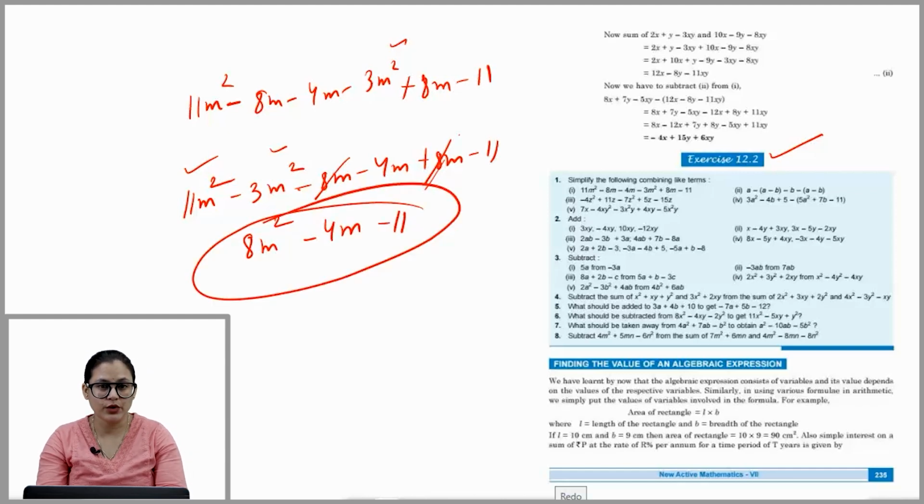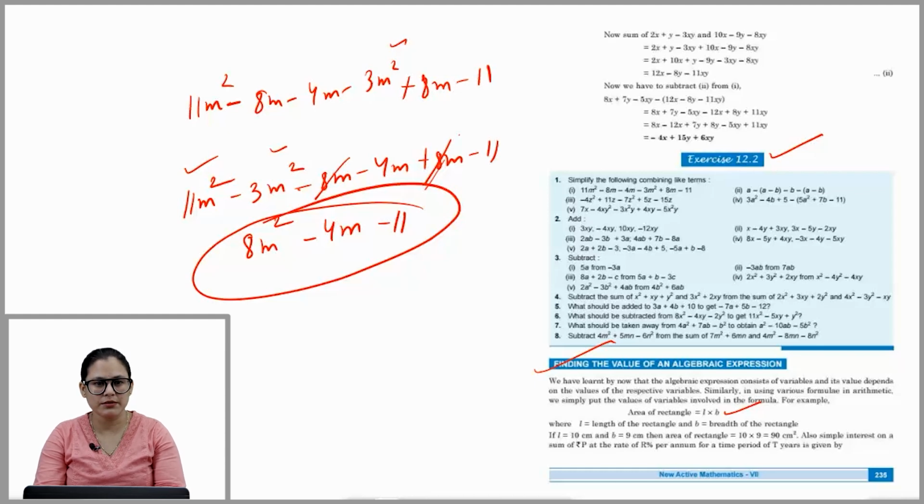Next, finding the value of an algebraic expression. We have already learned by now that the algebraic expression consists of variables and its value depends on the values of the respective variables. Similarly, in using various formulae in arithmetic, we simply put the values of variables involved in the formula. Area of rectangle is equal to length into b, L into b, where L is equal to the length of the rectangle and b is equal to the breadth of the rectangle, which you already know.